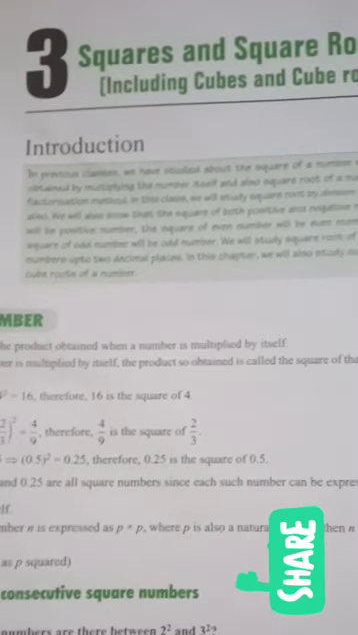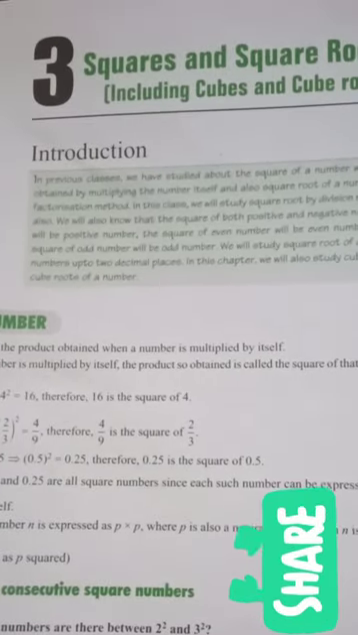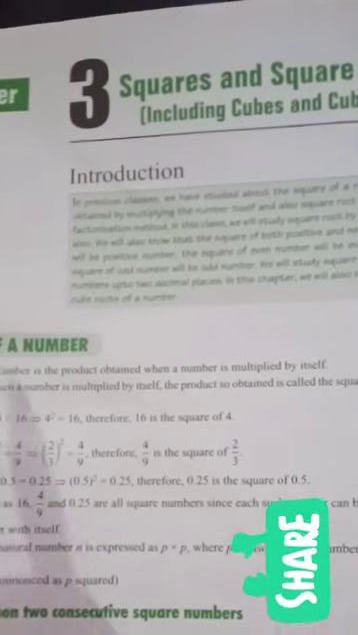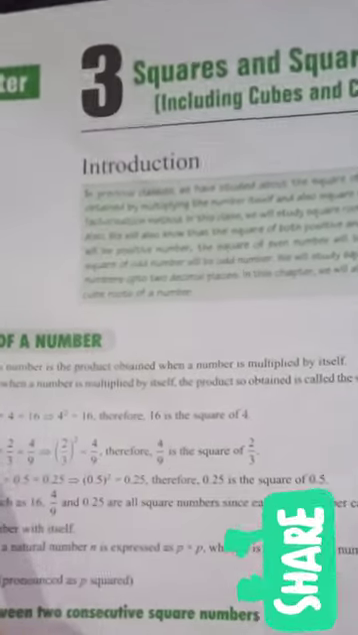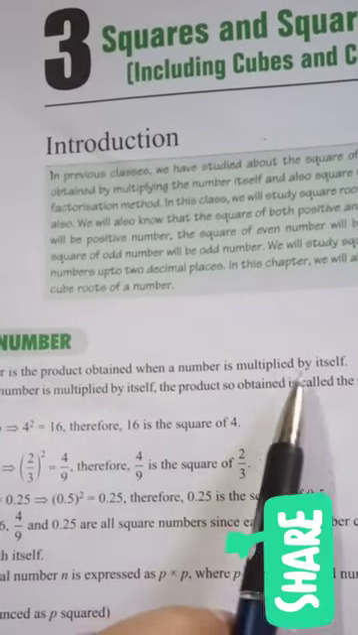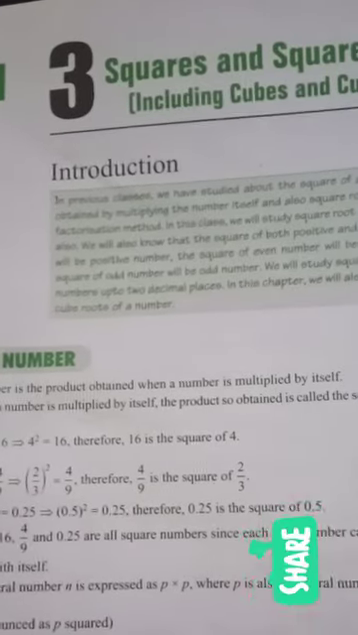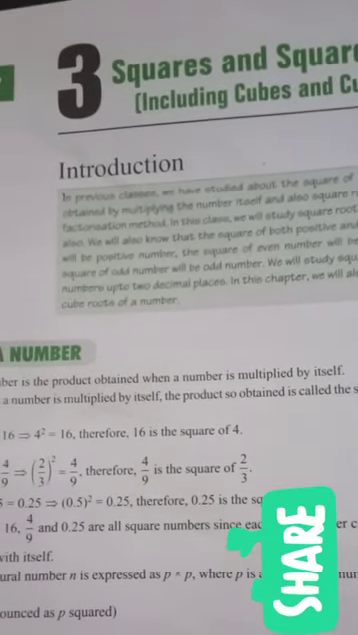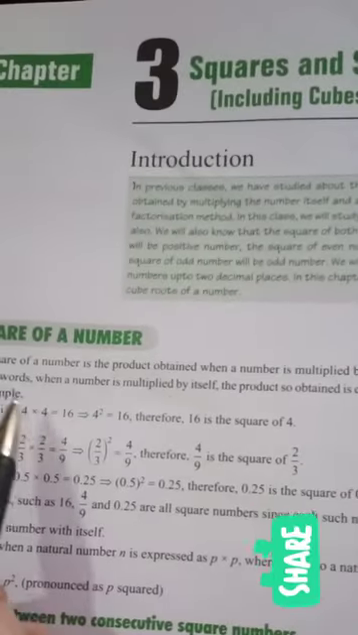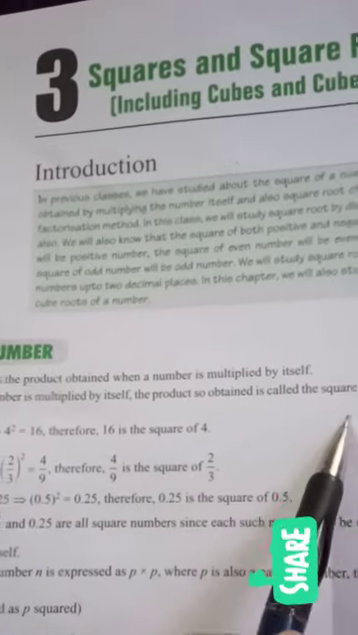In this video we will understand the Maths ICSE chapter 3, square and square roots. First we have to understand what the square of a number is. The square of a number is the product obtained when a number is multiplied by itself. It means that when a particular number is multiplied by itself, that product is called the square of that number.